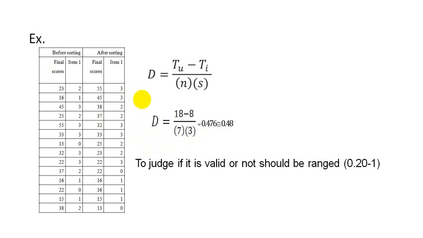Yes, here we get 0.48. To judge if it is valid or not, it should range between 0.20 and 1. Since it is 0.48, the item discriminates and is valid.